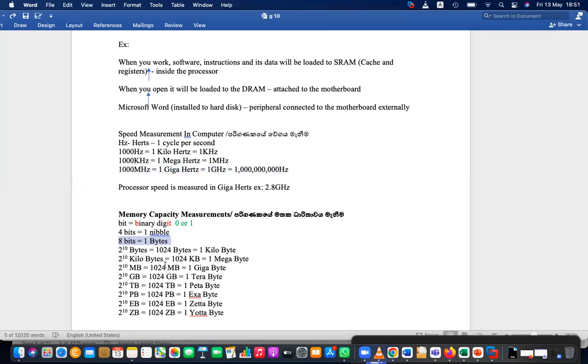Then 2 to the power 10 bytes, or 1024 bytes, is 1 kilobyte. 2 to the power 10.